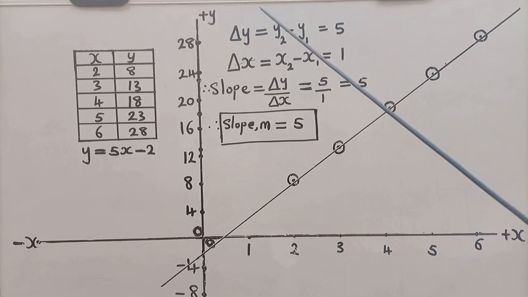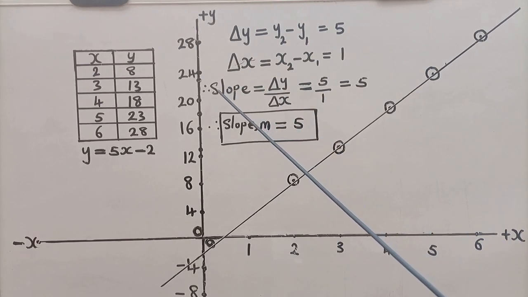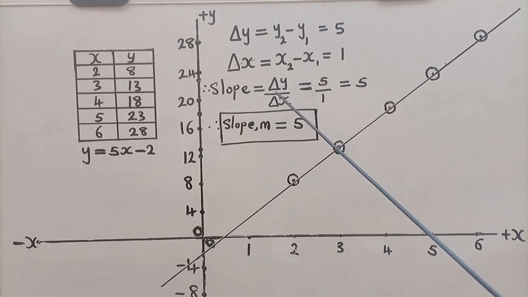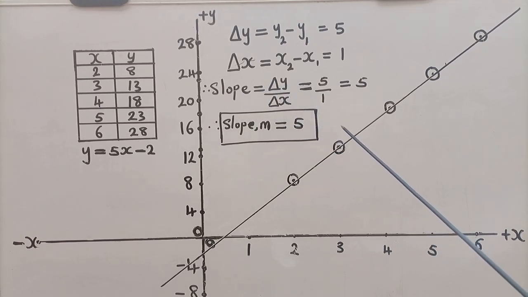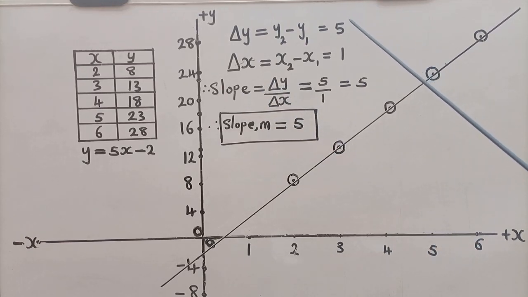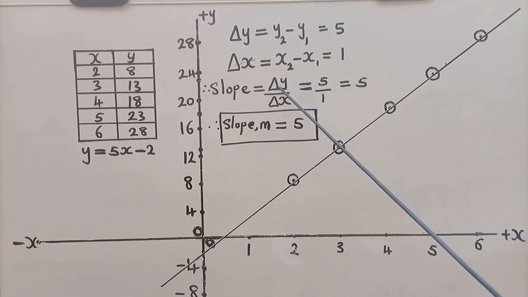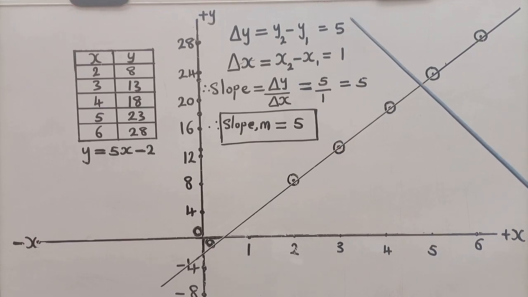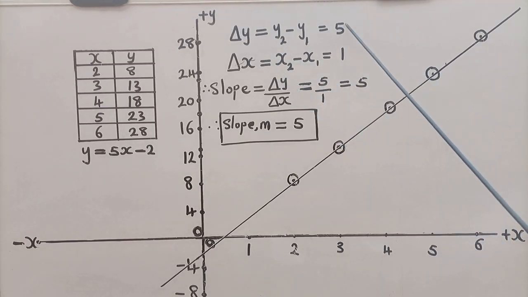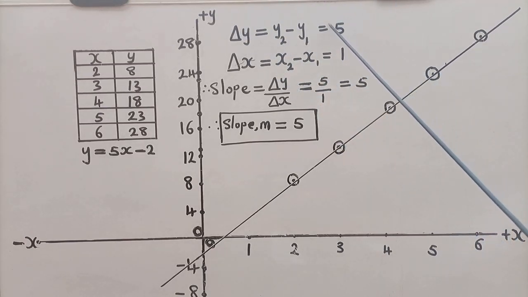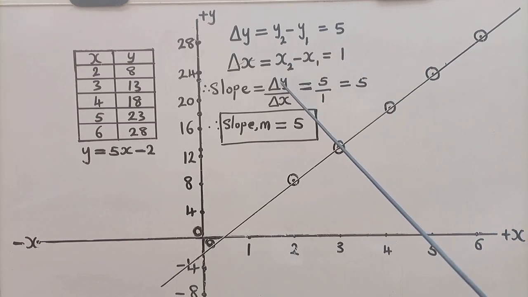Now, based on that, we continue. Therefore, slope is equal to change in y over change in x. That is to say, 5 over 1, because change in y is 5. Therefore, whatever we see change in y, we replace with 5 for this case alone.